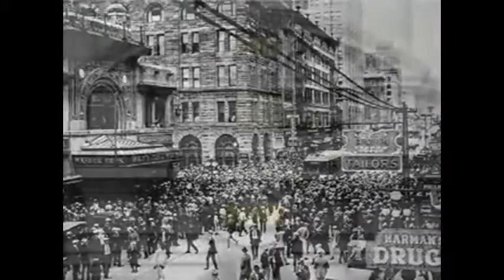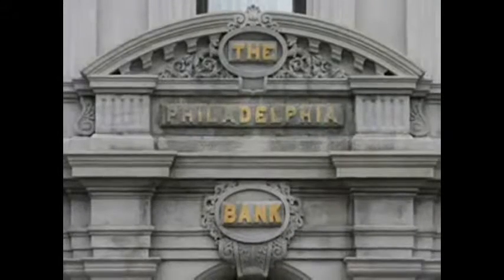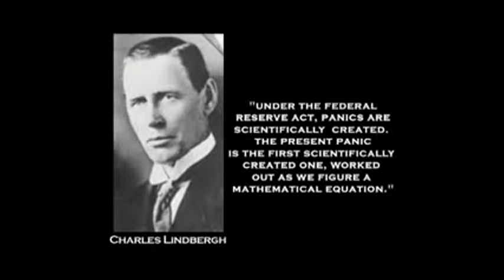Over 5,400 competitive banks outside of the Federal Reserve System collapsed, further consolidating the monopoly of the small group of international bankers. Privy to this crime, Congressman Lindbergh stepped up and said in 1921, "Under the Federal Reserve Act, panics are scientifically created. The present panic is the first scientifically created one, worked out as we figure a mathematical equation."